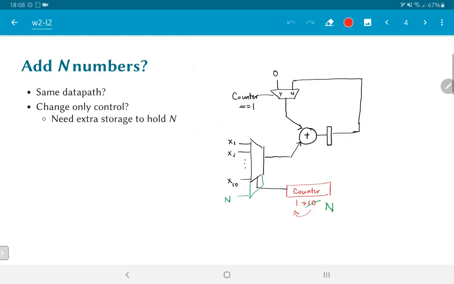What happens when we want to generalize this to n numbers? We could just change the counter. Instead of counting from 1 up to 10, it can count from 1 up to n. And in turn, the multiplexer that selects which input goes through to the adder needs to now select from one among n numbers instead of 1 out of 10 numbers. That's all the change that we really need to make.